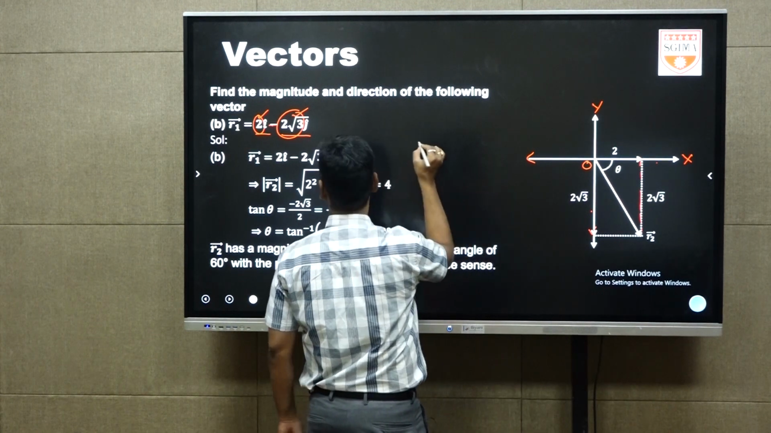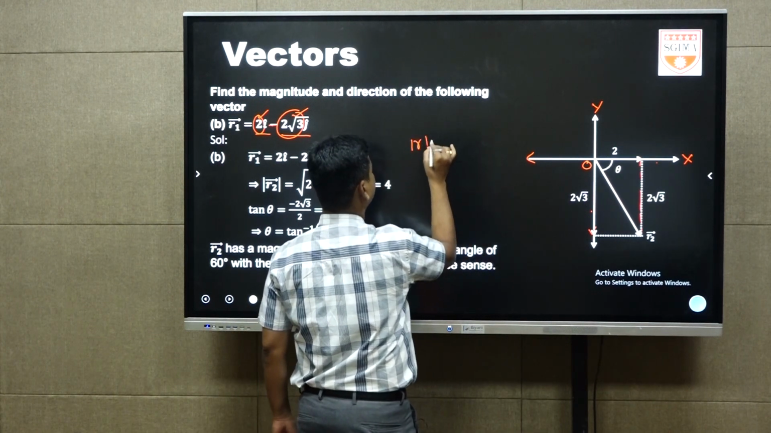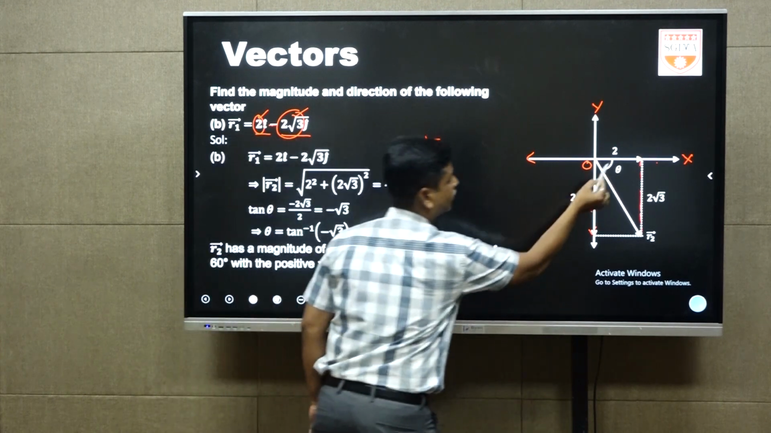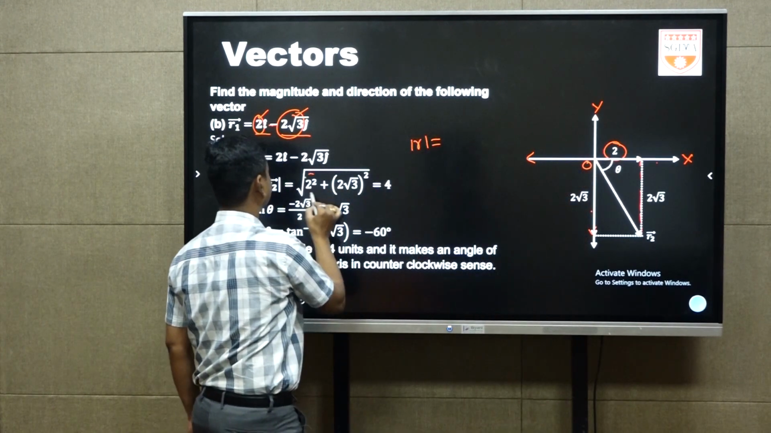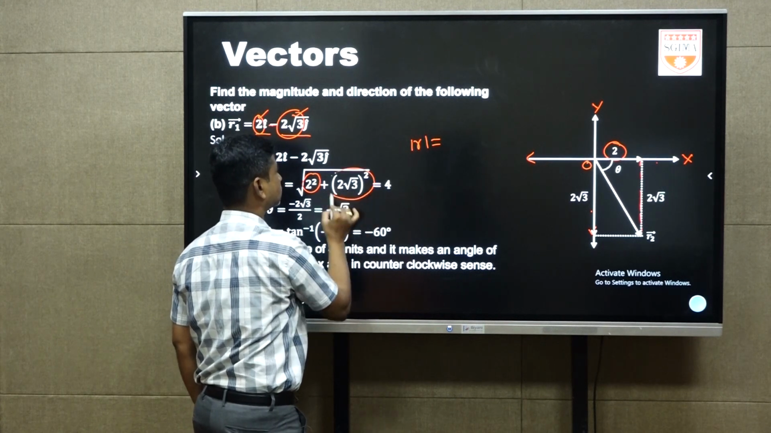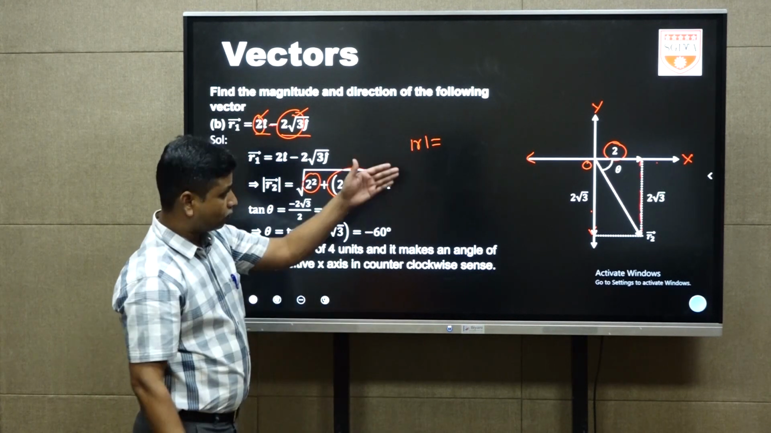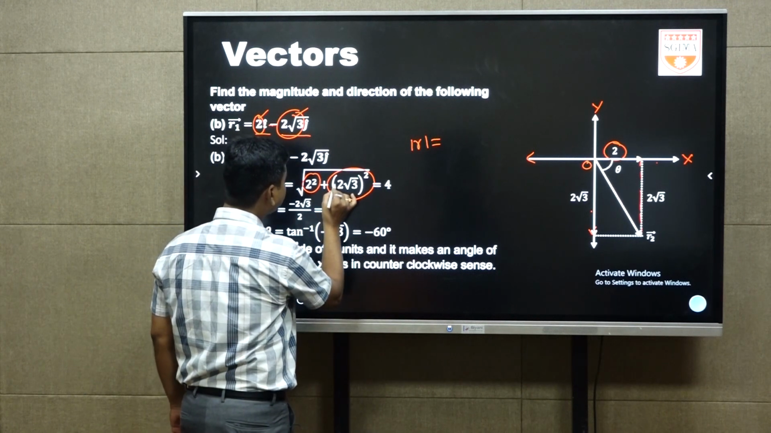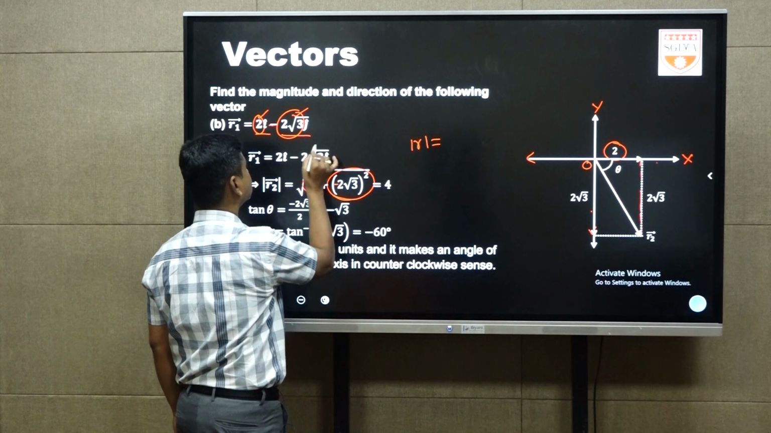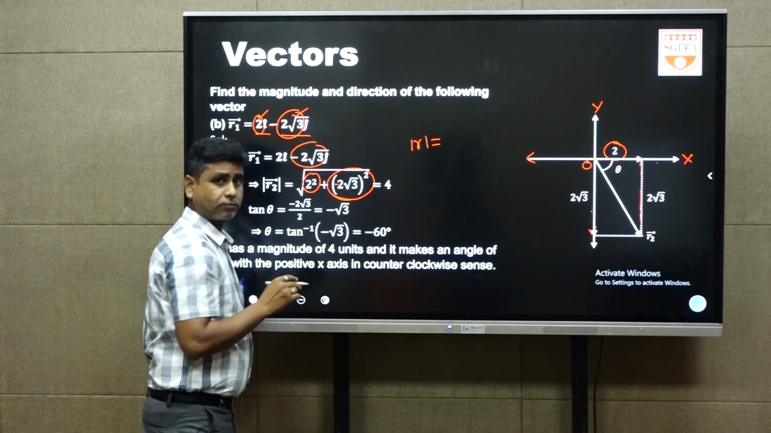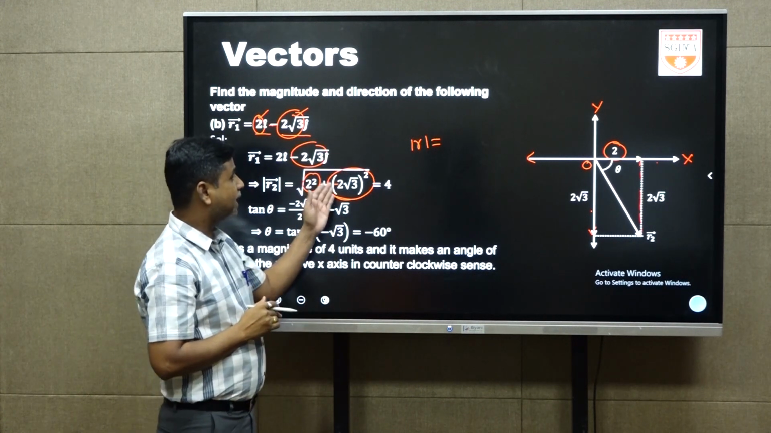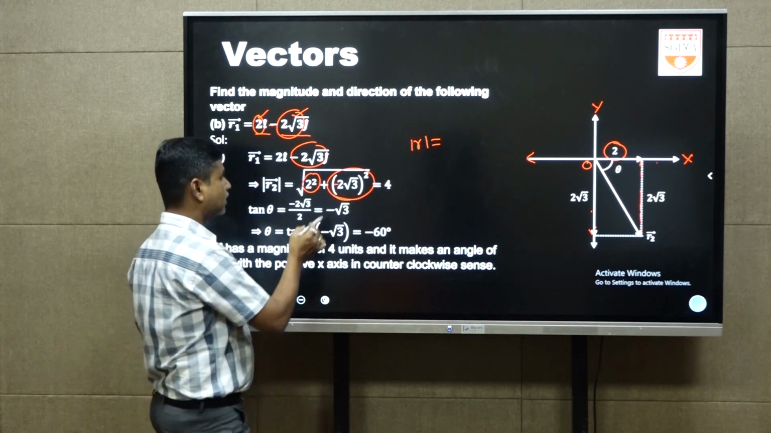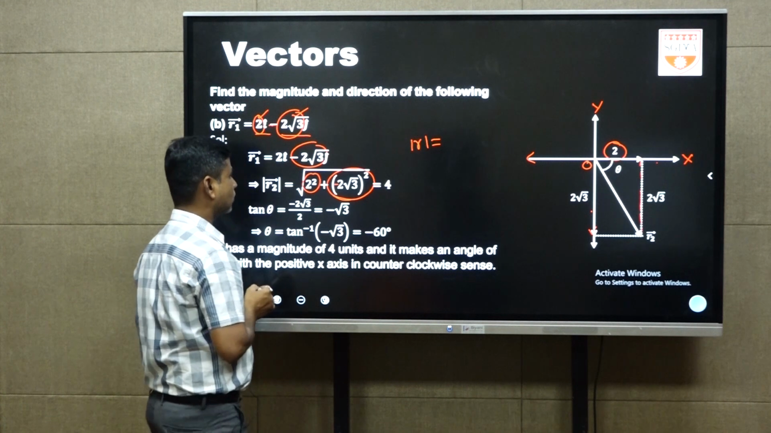From this, the magnitude of the vector, modulus of r, equals the square root of x squared plus... 2 squared plus 2 root 3 whole squared. Along the y direction, 2 root 3 whole squared. You can also write minus 2 root 3 whole squared, but minus of minus will become a plus only. That is why we take plus 2 root 3 whole squared.